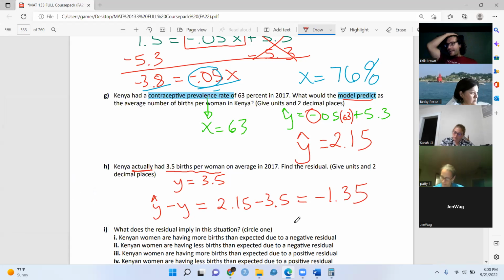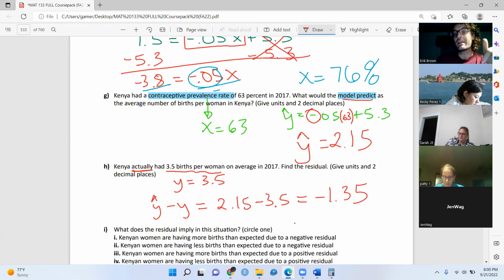Now, if you think about what this is saying, when our model predicts relative to all of the other countries, if 63% of married women are using contraceptives, then we expect about a 2.15 birth rate. But actually, Kenya has a higher birth rate than that. So our model underestimated the value because it's a negative residual.